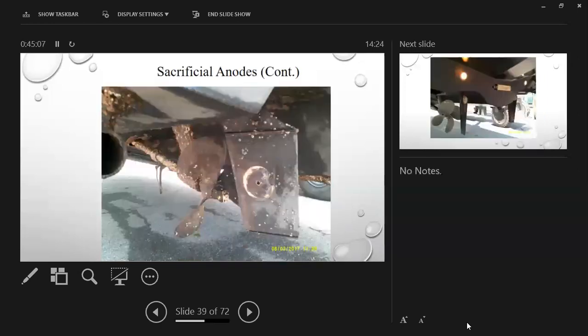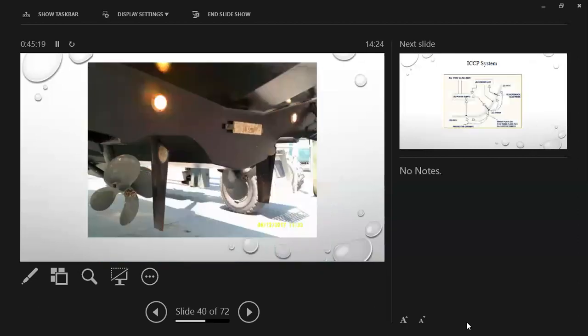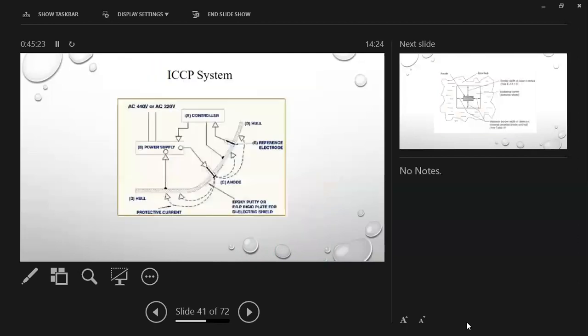Here's the same slide we had before. Notice one thing, ABYC talks about placement of anodes. Don't put it right behind the propeller. Tuck it up out of the way, out of the propeller wash, okay? Impressed current systems, it's just like a conventional cathodic protection system, only it's being driven by a controller that provides the current.